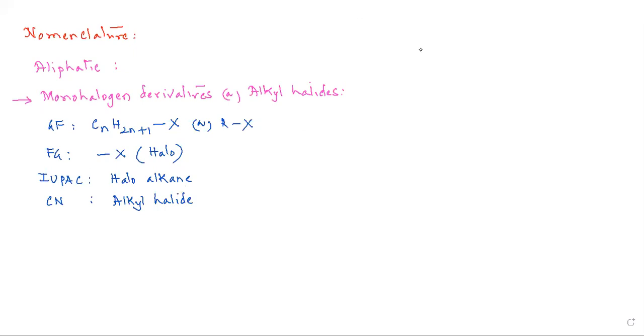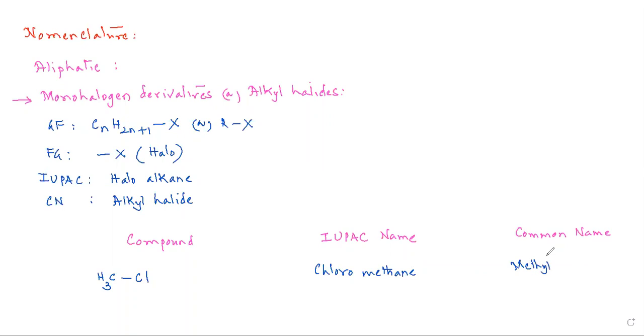Okay. Let us take different types of alkyl halides. Compound, IUPAC name, then common name. Okay. Let me take this. See, it is in fact methane, wherein a hydrogen atom is replaced by chlorine. So we can call this chloromethane. Okay. Common name is methyl chloride. Okay.